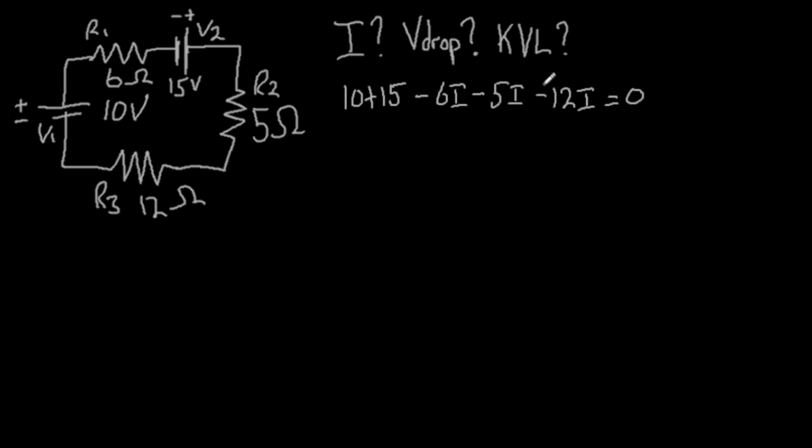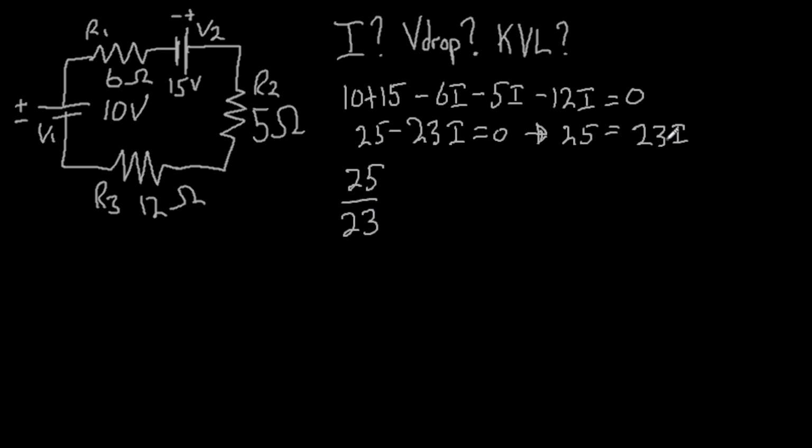They all equal 0. So simplified, we won't rearrange it yet, 25 minus 23I equals 0, which can now be rearranged as 25 is equal to 23I. And to finish this, divide both sides by 23: 25 over 23, you get the current, which has a value of 1.087 amps. And that's your total current there.